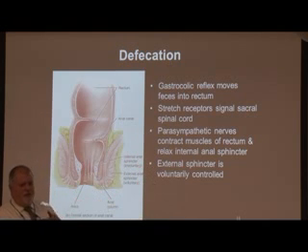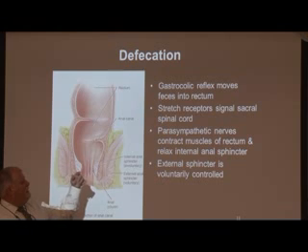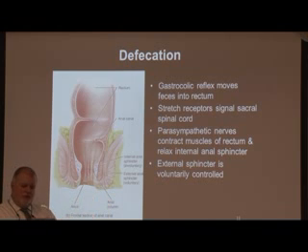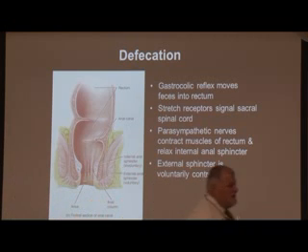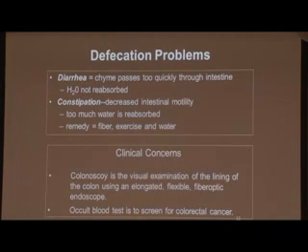And because this is a parasympathetic reflex and it's modulated by the sacral plexus, then oftentimes people that are quadriplegics or paraplegics that have had lower spinal cord injury actually have trouble with the defecation reflex, because it doesn't work as well as it does with trauma to the spinal cord itself.